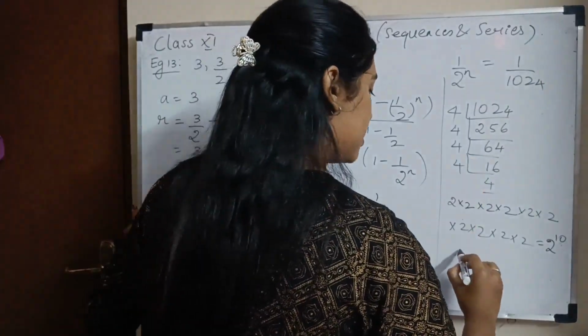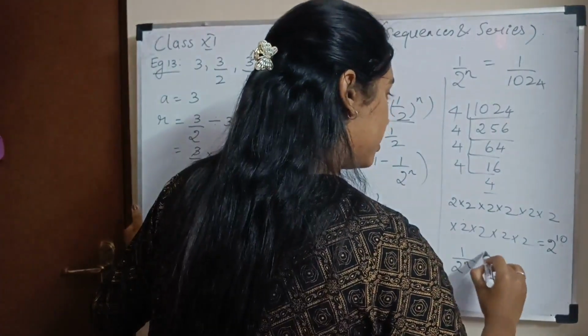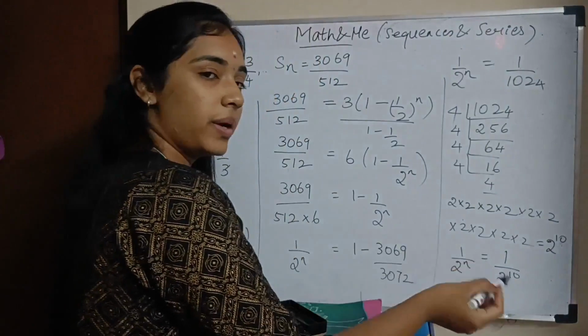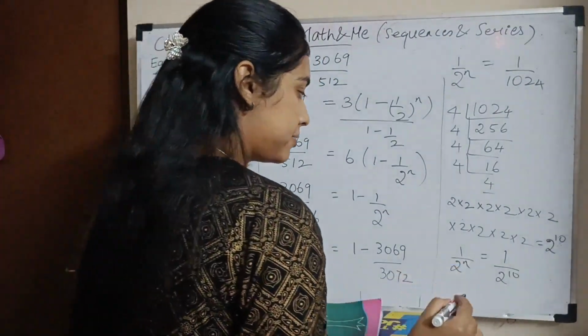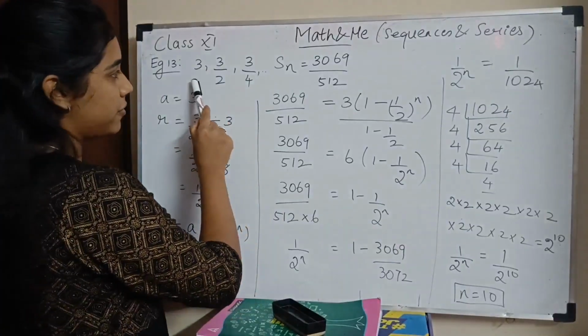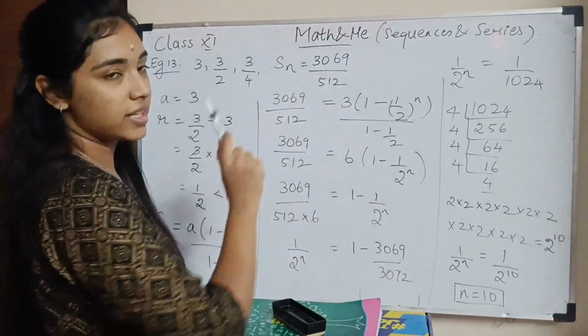What does your fraction become? 1 divided by 2 to the n equals 1 divided by 2 to the 10. So now equating the powers, what do I have? n equals 10. So the sum of the first 10 terms will give you this number. Okay.